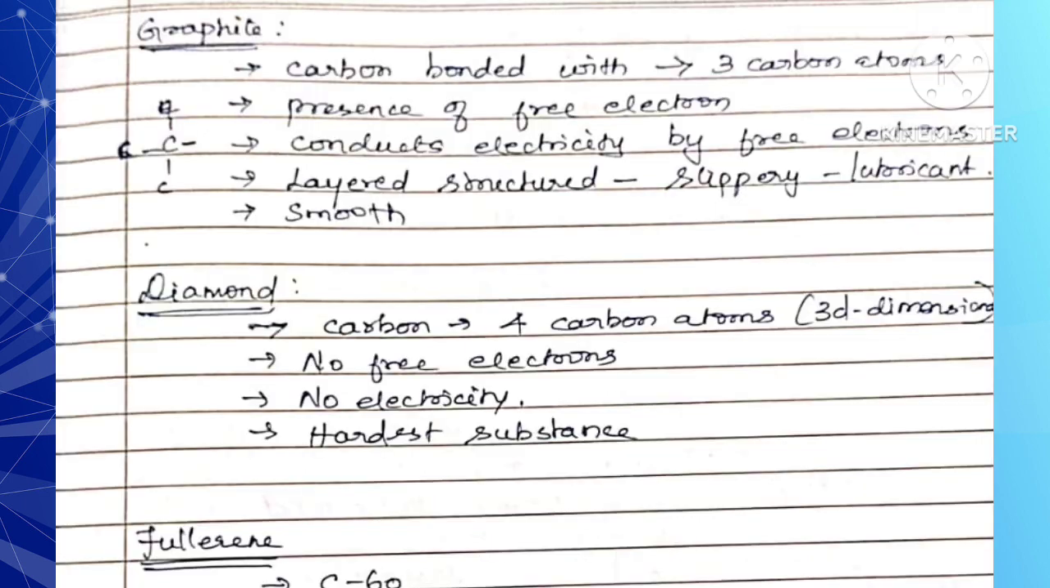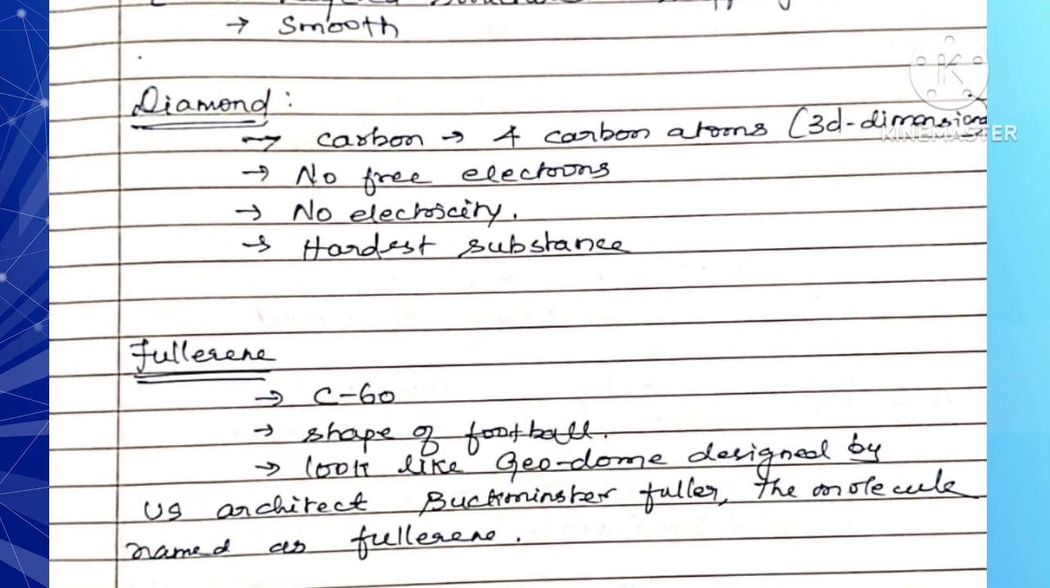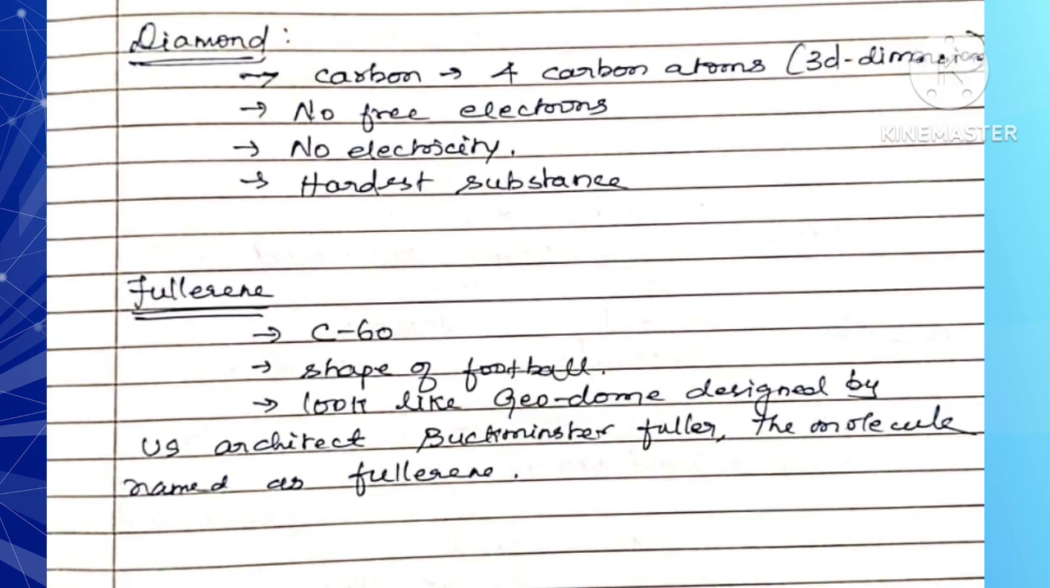Coming to graphite, we can see the carbon atom here. Three carbon electrons are bonded with other carbon atoms, whereas one electron is left free. This free electron makes it a good conductor of electricity, and it is a layered structure, slippery in nature, which acts as a lubricant. Coming to diamond, all four electrons are bonded with carbon atoms, with no free electrons, so it is a poor conductor of electricity.